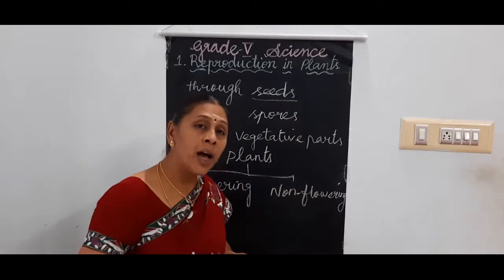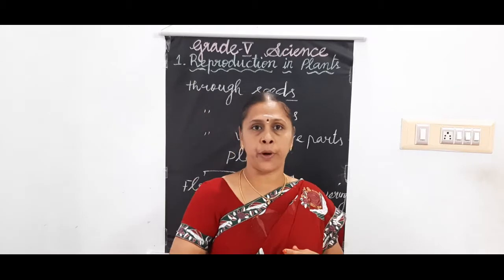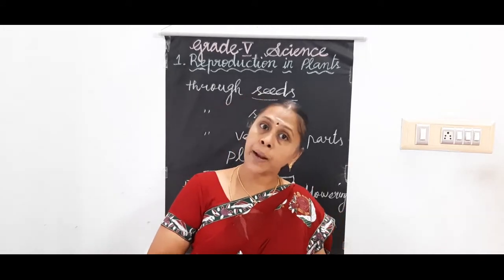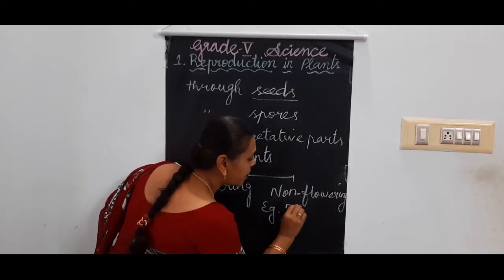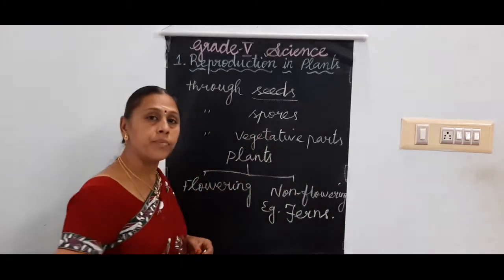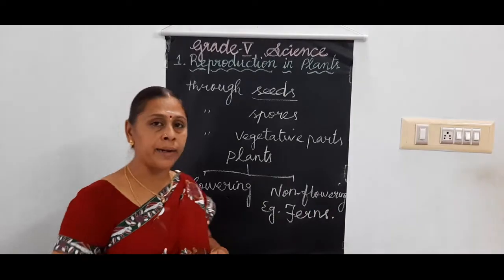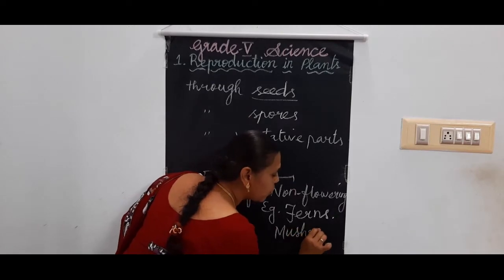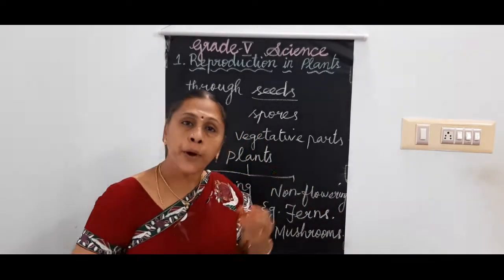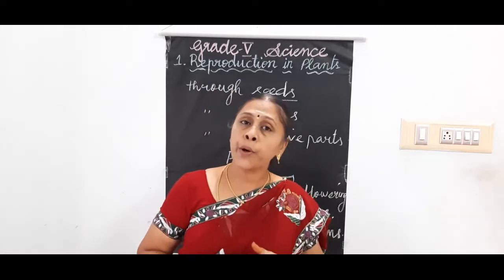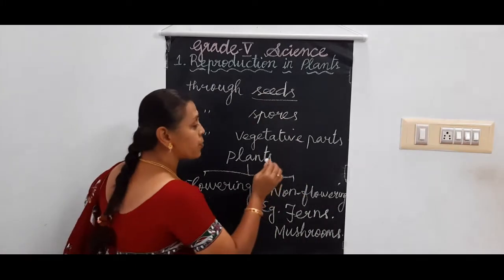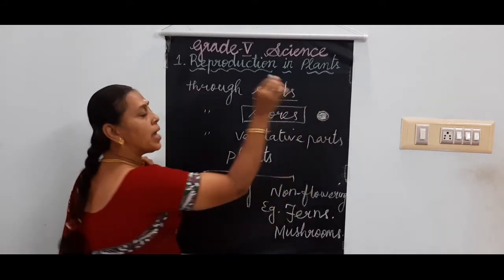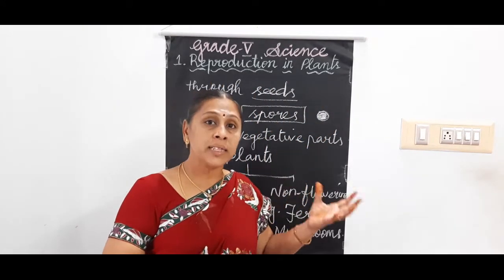But what about the non-flowering plant? Flowers are not there, so fruits cannot be produced. And if fruits are not there, seeds will not be there. Then how do they reproduce? Non-flowering plants are also there. Example, ferns and mushrooms. These plants will not produce flowers. Then how will they reproduce? They produce a special structure called spores. A seed-like structure, but it is not a seed, it is a spore.